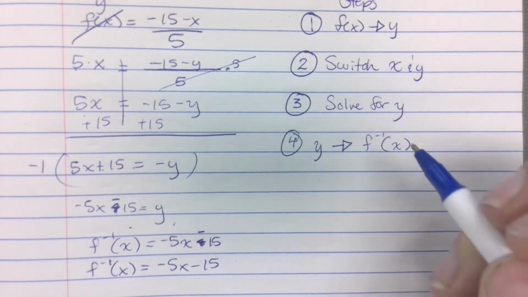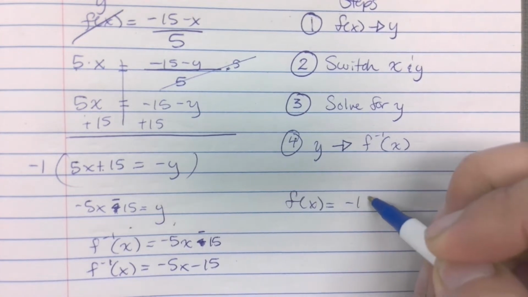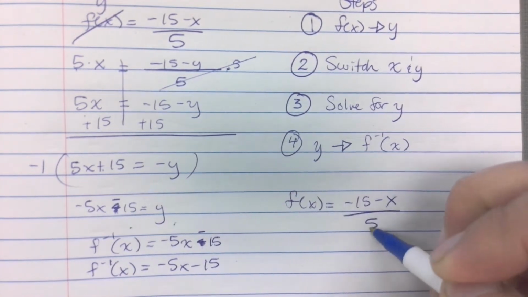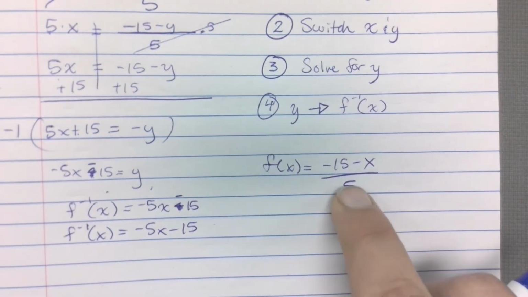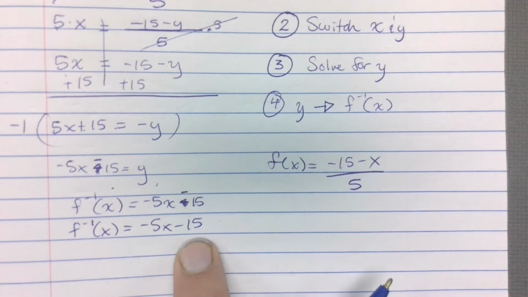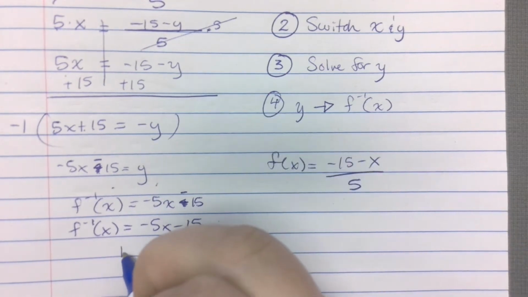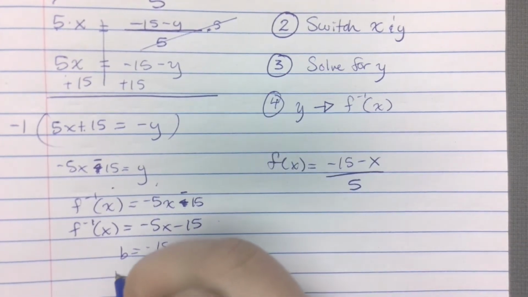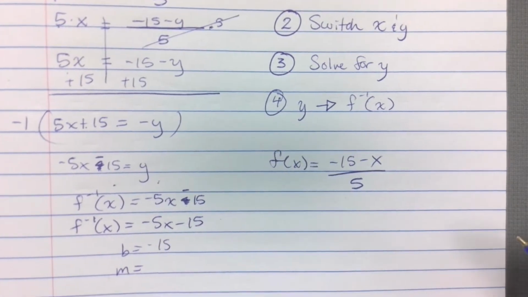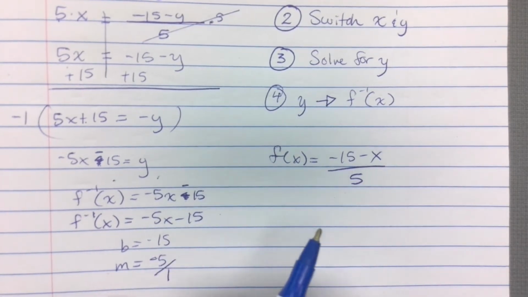What I want to show you really quickly is how to make this easy to graph. This is pretty easy, right? What's my y-intercept? Negative 15. What's my slope? Negative 5. And think of it as over 1. We're going to come back to this in a second.